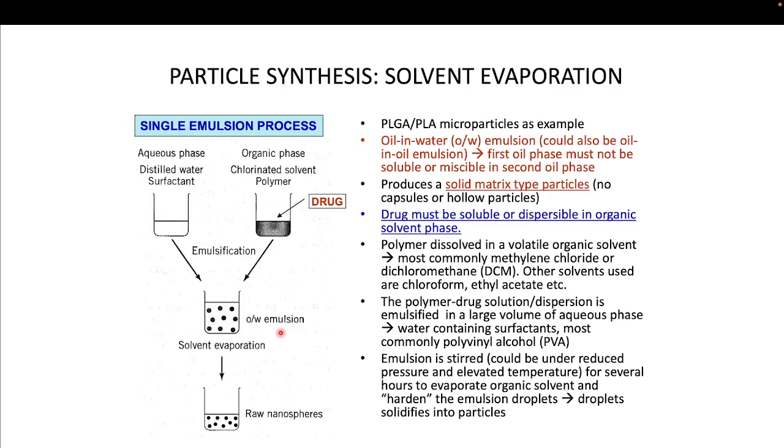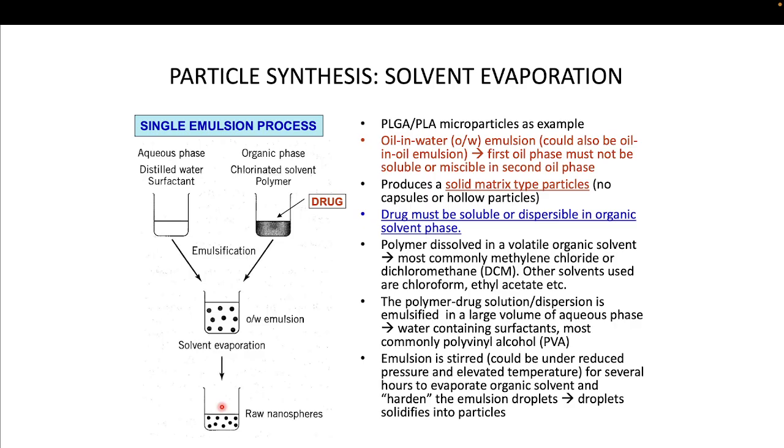So as a result, very little aggregation will take place. Your microparticles will be very distinct in this particular oil in water emulsion. So this is what a single emulsion process is. Once you start evaporating this solvent, after evaporation you will get dried particles. Your dried particles will be nothing but a polymer encapsulating the particular drug.